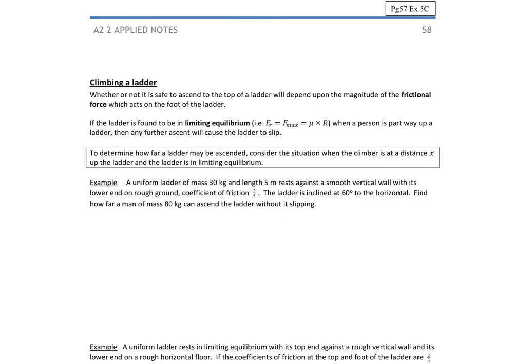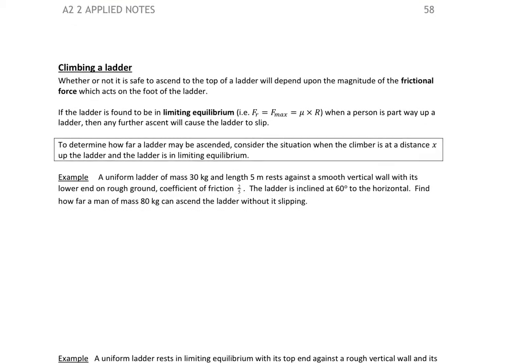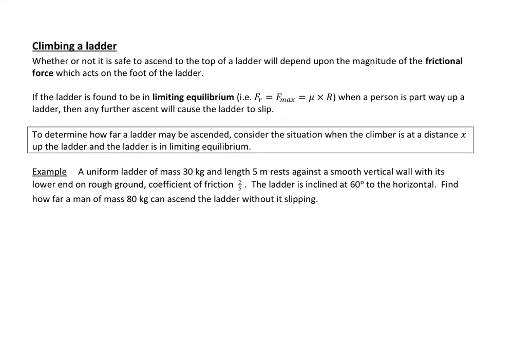Right, the last type of example we're going to look at is when somebody is climbing up a ladder. Whether or not it is safe to ascend to the top of the ladder will depend upon the magnitude of the frictional force which acts at the foot of the ladder. If a ladder is found to be in limiting equilibrium, that means it's on the point of slipping, basically. So when a person is part of the way up the ladder, then if they ascend any further, the ladder will slip. To determine how far a ladder may be ascended, consider a situation when a climber is at a distance x up the ladder, and the ladder is in limiting equilibrium.